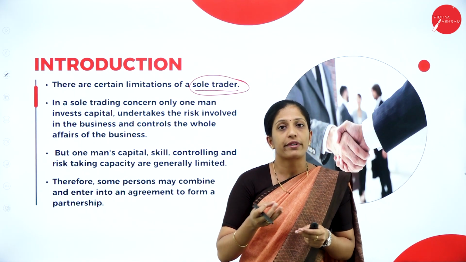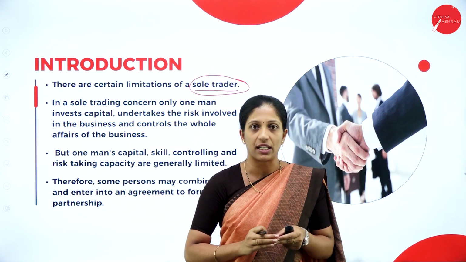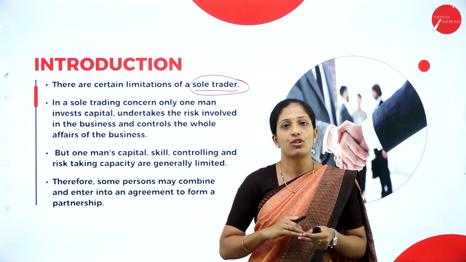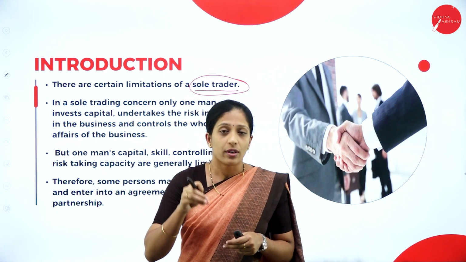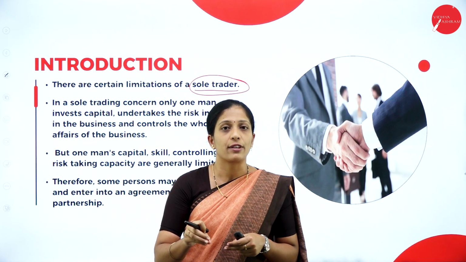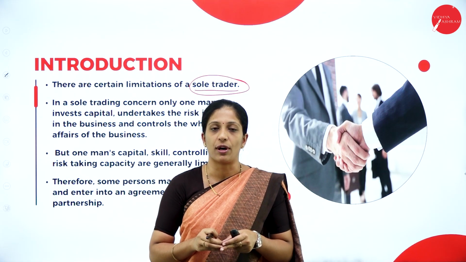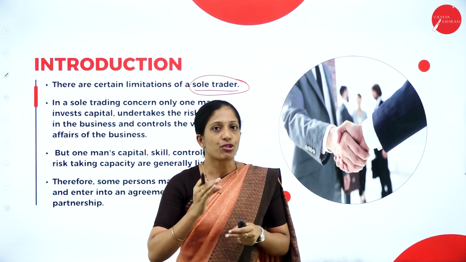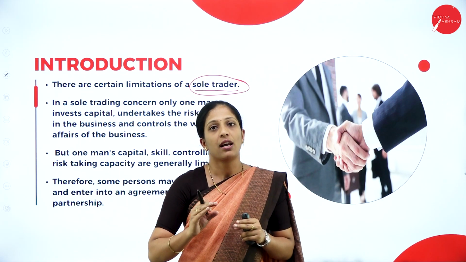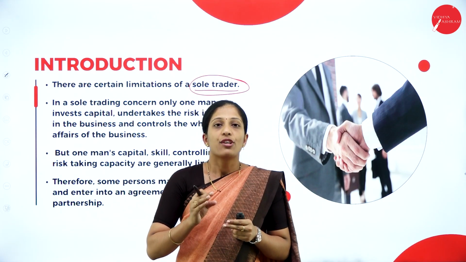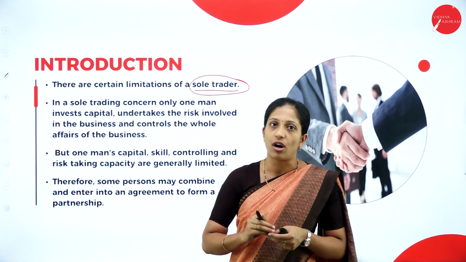Now suppose the sole trader wants to expand the business, then of course he needs a huge amount of capital. So he requires an extra amount of capital. He can take a person as a partner, and when a partner gets admitted into a partnership firm, he brings the capital as well as goodwill to the firm. Thereby the expansion also happens. At the same time, the managerial ability also gets distributed among the two partners. Correct? So the limitations of the sole trading concern have led to the existence of the partnership firm.